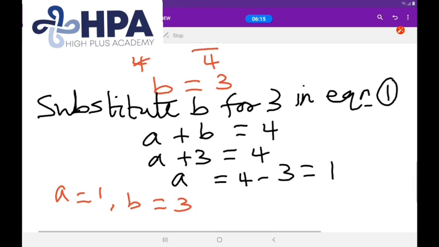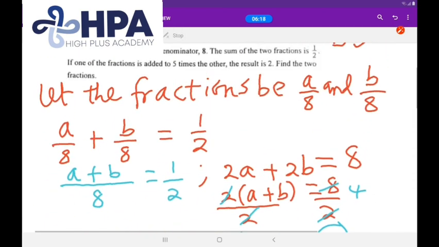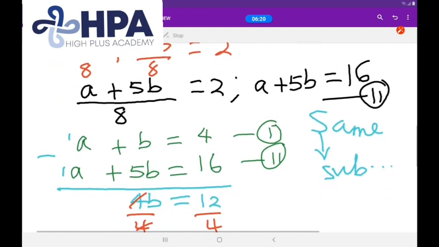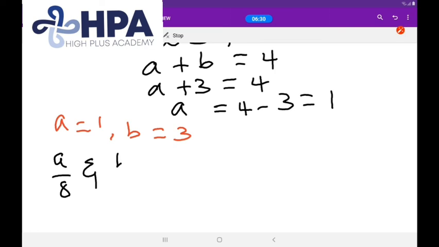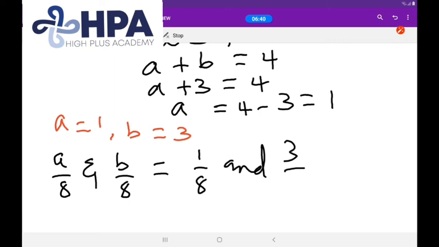The question says what? Find, look at that, find the two fractions. So the two fractions will now be what? From what we said before, remember we said that A over 8 and what? B over 8. So the two fractions are now 1 over 8 and what? 3 over 8. In our next video, we are going to be solving question 1b from WASSCE 2020 GCE February.